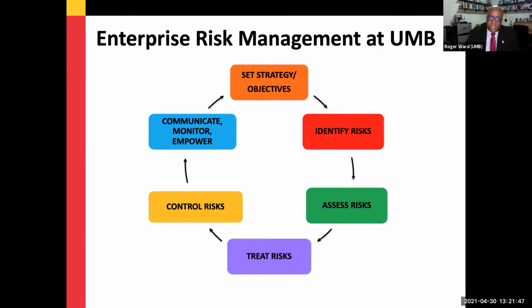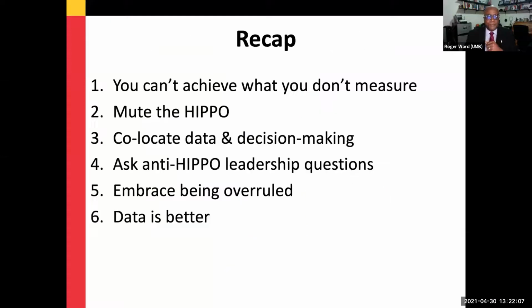And it's around this whole idea of data is better that we have constructed our enterprise risk management program at the university, which in sum basically is the process we use to identify the risk in the environment that might prevent us from achieving our strategic priorities.